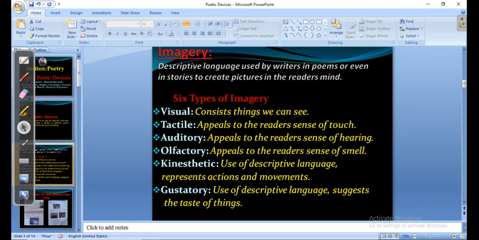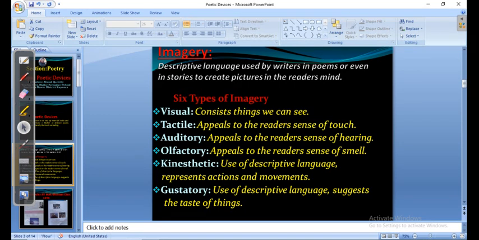Gustatory imagery uses descriptive language suggestive of taste. When the poet drinks the tea, he puts it in such a manner that we know how he drinks the tea and what it tastes like. It is also a miracle that he sips a cup of tea and tastes it. See, these are imageries. This is a poetic device which appeals to your senses.